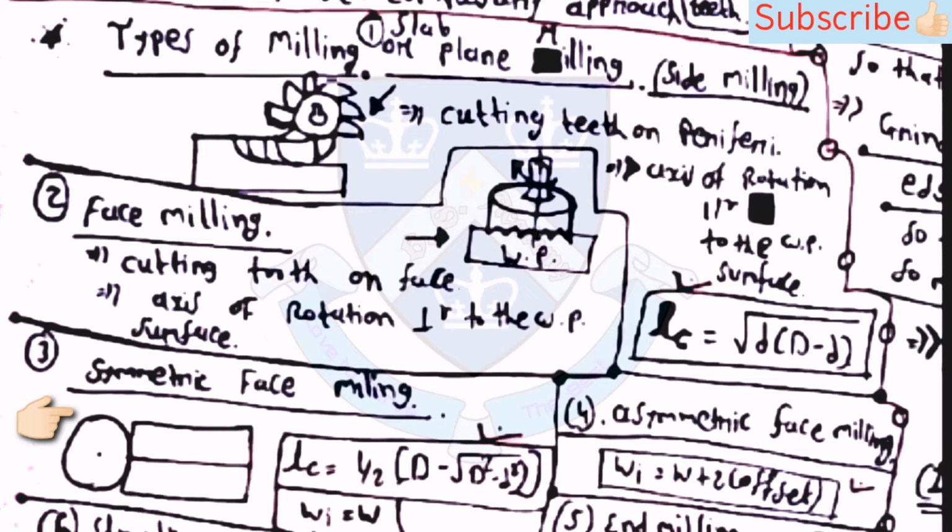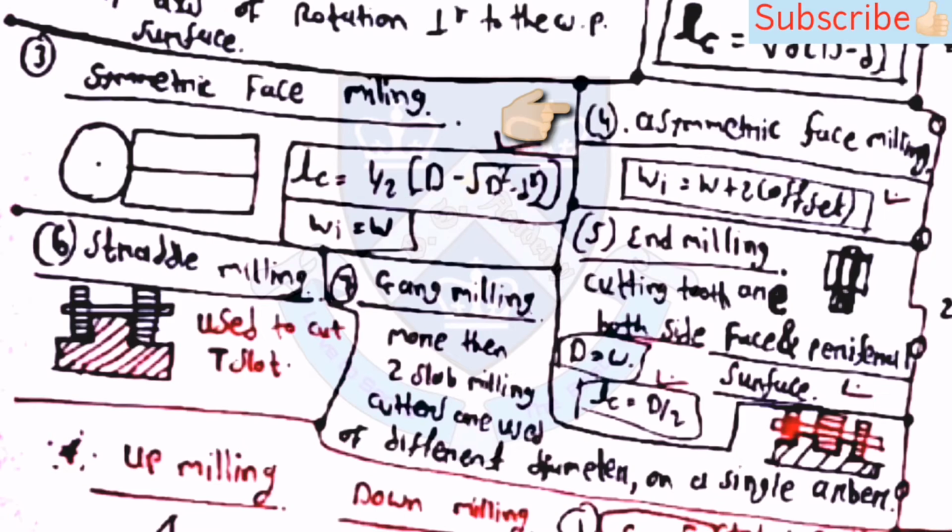For this type of milling, Lc is equal to 1 by 2 into (D minus under root D square minus W square), and Wi is equal to W. The fourth one is asymmetric face milling, where Wi is equal to W plus 2 into offset. The fifth one is end milling, where the cutting teeth are on both the side face and the periphery of the surface. Then D is equal to W and Lc is equal to D by 2 for this type of milling.